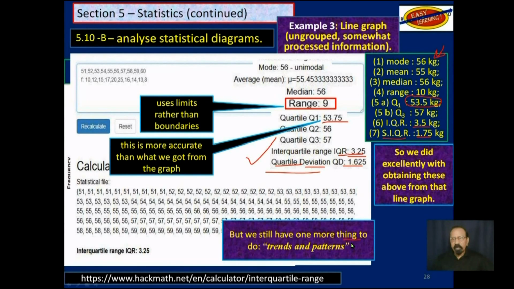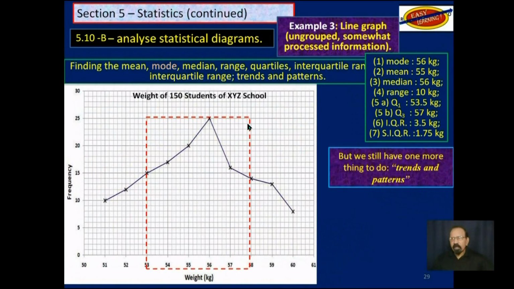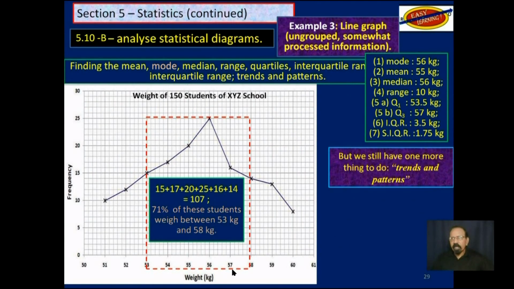But we still have one more thing to do. Is there any trend or patterns? We look at that graph. Maybe when we look in here, we can see that 71% of these students weigh between 53 to 58 kilograms. So most of the students are not too thin nor too fat. Well, maybe we shouldn't say fat. That's not politically correct, but you get the idea.